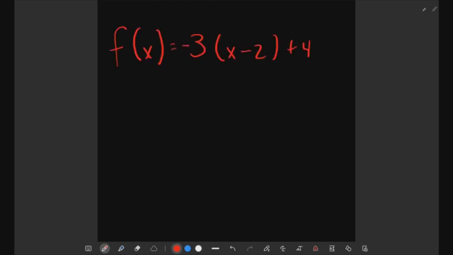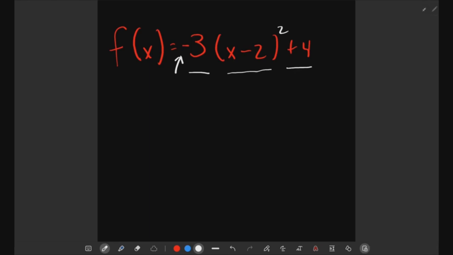Okay, this is going to be our last practice exercise. So let's identify what we have here. We have a horizontal translation 2 units to the right. We have a vertical stretch. We also have a reflection across the x-axis. And last but not least, we have a translation 4 units up.